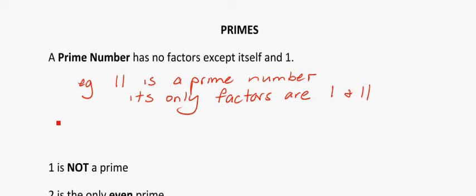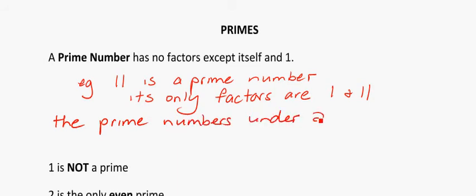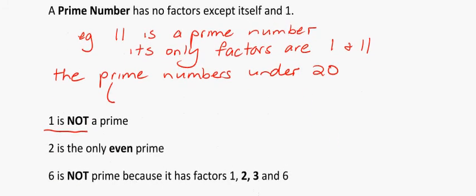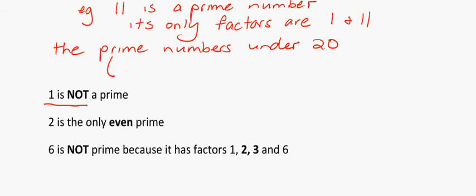What are the prime numbers under 20? Let's list them. Under 20. Now, 1 is not a prime number because that only has 1 factor. Each prime number has 2 factors, 1 and itself. So 1, we can't start at 1. 2 is the only even prime number. So 2 is the first one.